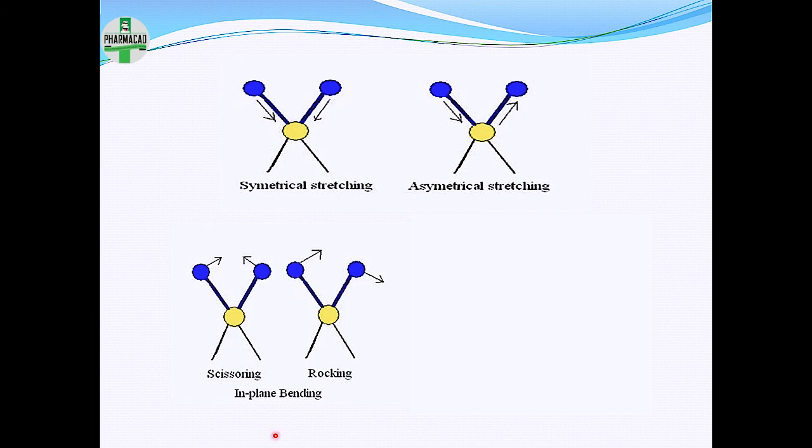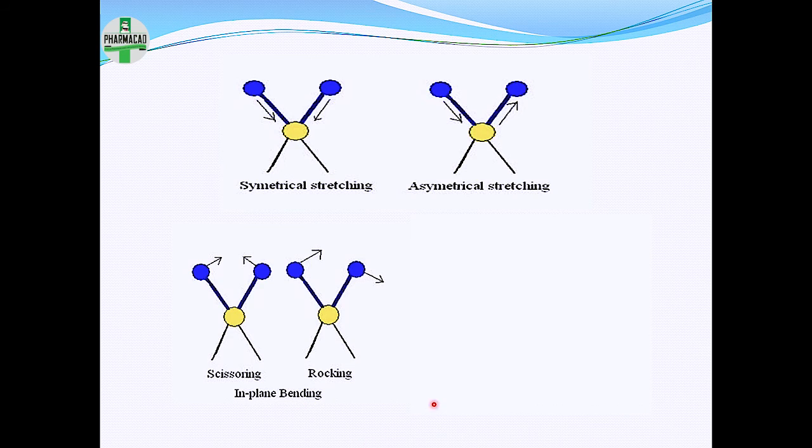And let us have a look at scissoring and wagging. Basically, scissoring and wagging are also called in-plane bending vibrations. Why? Because they occur in the same plane. So usually in scissoring, the bond angle decreases. As you can see, this bond angle is decreasing, and the movement of the vibration is in the form of a scissor, and hence it is called scissoring vibrations.